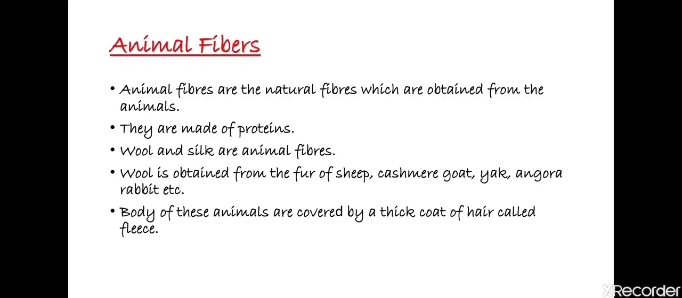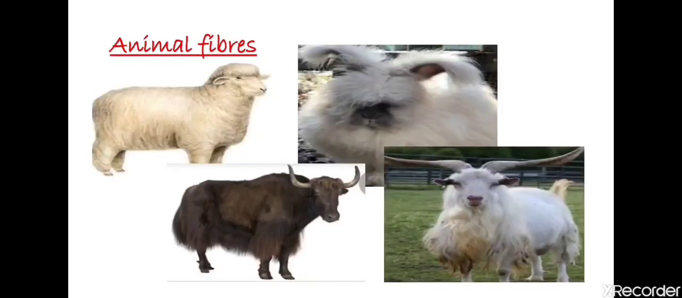Okay, so the hairy coating can be coarse hair, it can be medium hair, it can be soft. Fine. And they are just near to the skin. So you can see here in the picture there are some animals. Firstly you can see here, this is sheep, yak, Angora rabbit and Kashmiri goat. These are some of the examples of the animals which are used to get animal fibers.